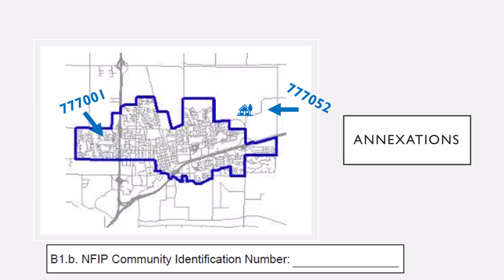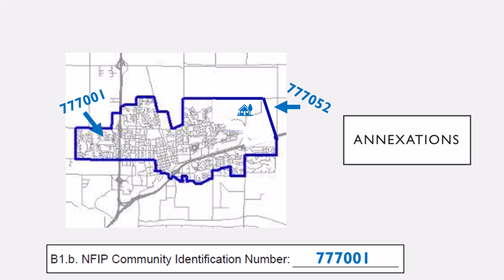What happens with an EC once your community annexes a property? Let's say you are a community with the community identification number of 777001. In this example, a house is built right outside of your jurisdiction in 2021. In 2022, you annexed that property.